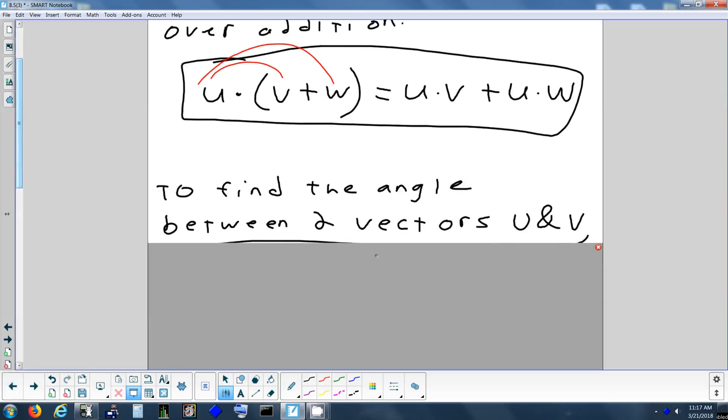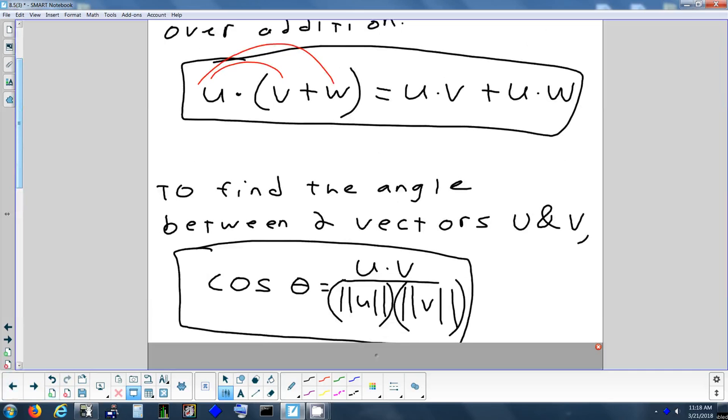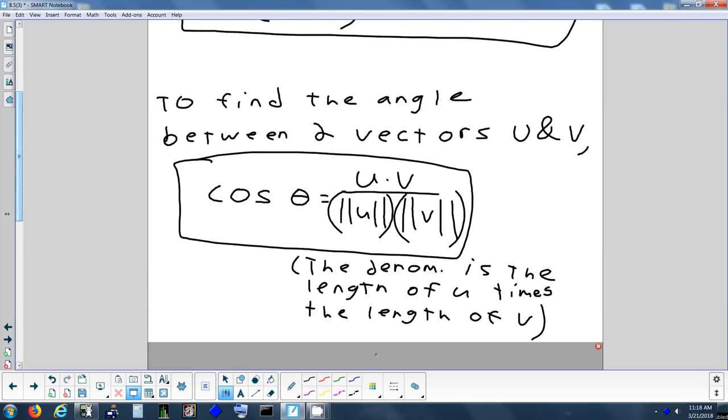Okay, and to find the angle between two vectors, it's going to involve three things, all calculations we've done before. First thing you need to find is the dot product. And the next thing you need to find is the length of the first vector and the length of the second. Once you know those three things, dot product, length of the first, length of the second, you fill them into this formula. Cosine theta equals the dot product over the product of the magnitudes. Okay, so if you forget what that double bars mean again, the denominator, those double bars mean magnitude or length.